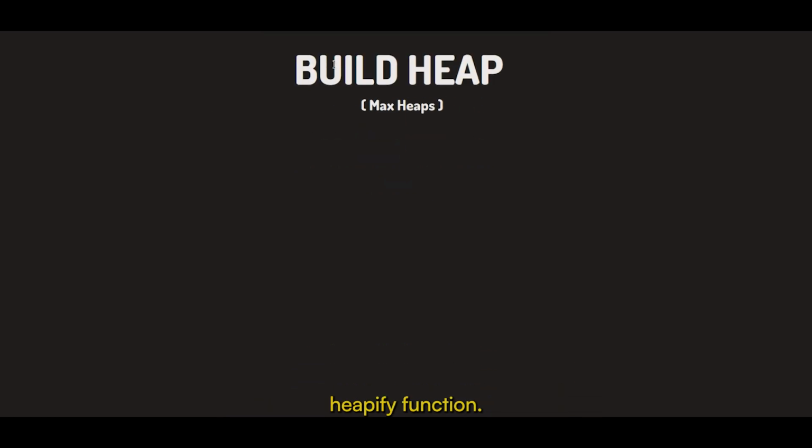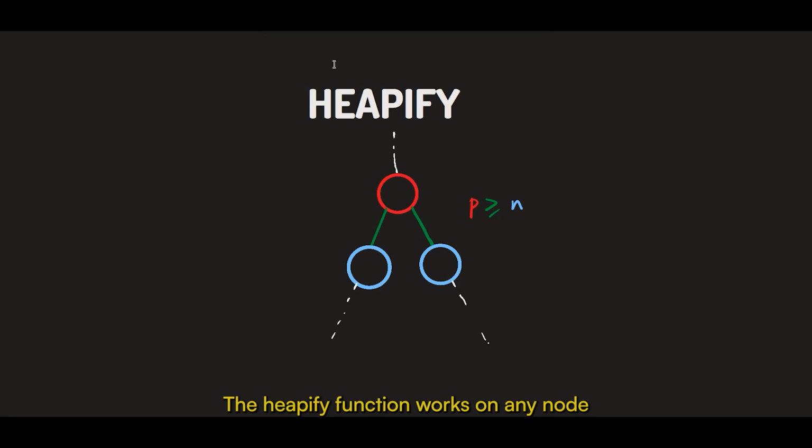To understand this, we need to look at the heapify function. The heapify function works on any node and restores the heap property for that node. And since max heaps follow the property that for any node n except the root, the value of its parent is always greater than or equal to itself, the heapify function compares the parent with the child element and swaps them if the max heap property is not followed.